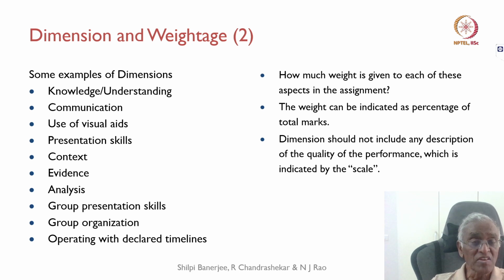The dimension that you present should not include any description of the quality of performance, which is indicated by the scale. So you only say a dimension, like communication is a dimension. Then you give percentage weightage to that. You are not saying what you consider as important or good communication. That comes as a part of criteria.